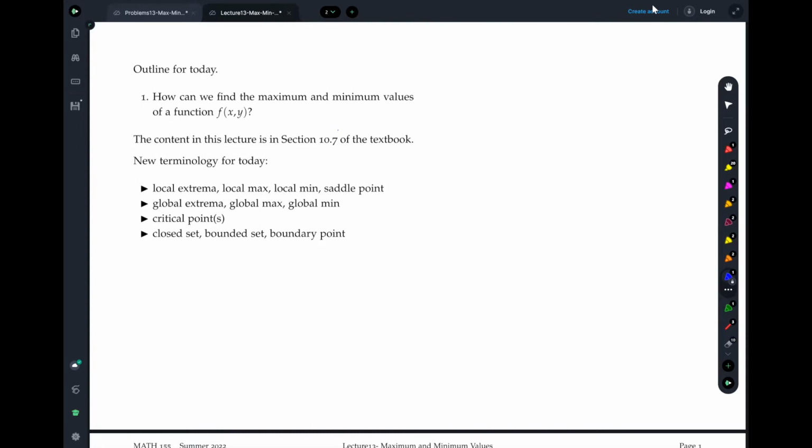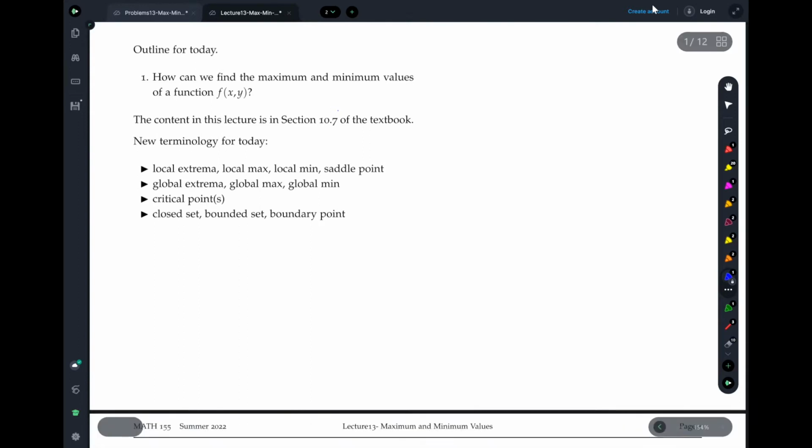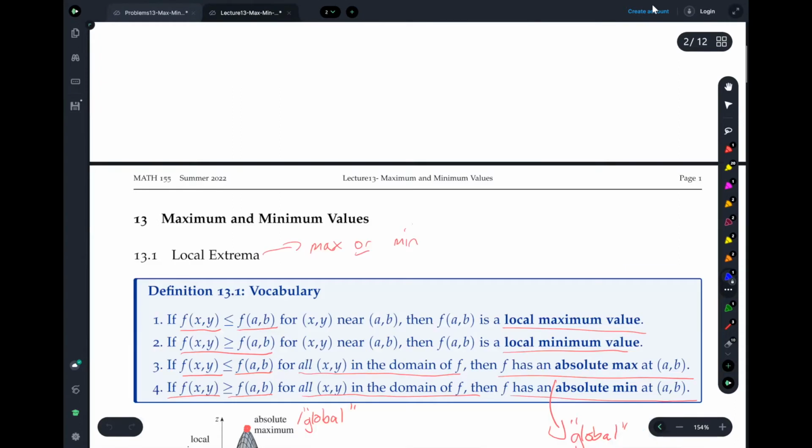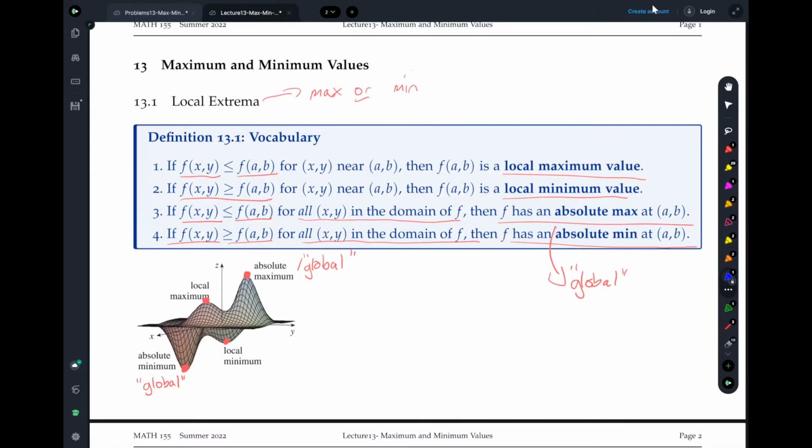Okay, so in the pre-recorded lecture, I talked about quite a lot of vocabulary and terminology related to critical points. Hopefully the general idea of what we're doing here is fairly intuitive though. Okay, so we say that a function has a local maximum if all values nearby have a lower value or lower than or equal to that value.